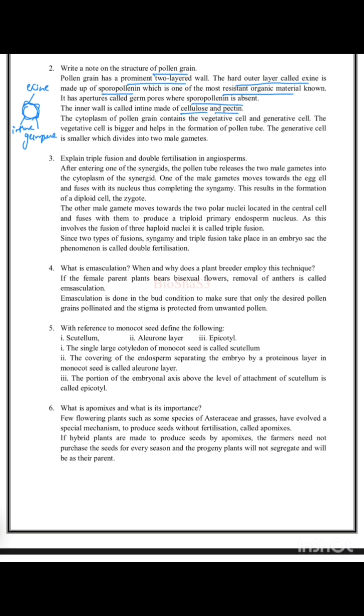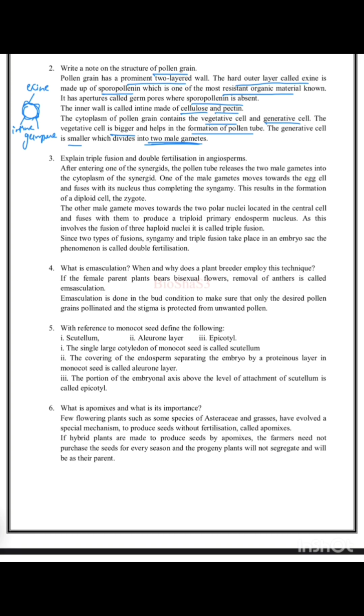The intine is made up of cellulose and pectin, whereas the exine is made up of sporopollenin, and the part of the exine where the sporopollenin is absent is called a germ pore. The cytoplasm of pollen grain contains the vegetative cell and generative cell. The vegetative cell is bigger and helps in the formation of pollen tube. The generative cell is smaller and divides into 2 male gametes. So this line is very important. The generative cell is smaller and forms the 2 male gametes, whereas the vegetative cell is slightly bigger and forms the pollen tube. So this is very important for your MCQs as well as fill in the blanks.